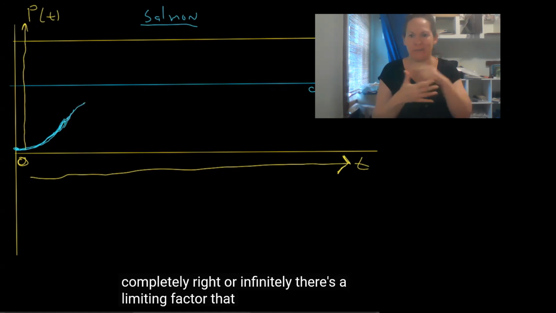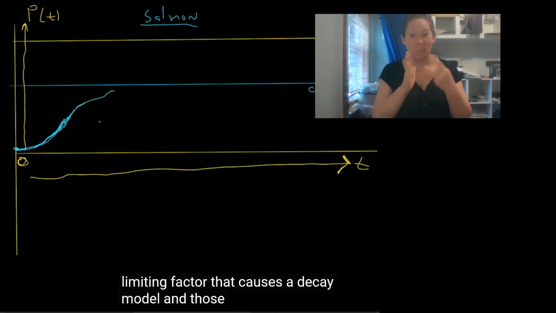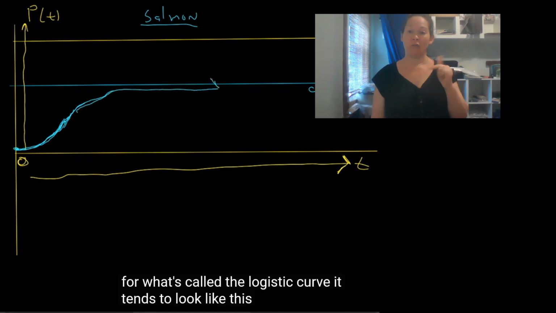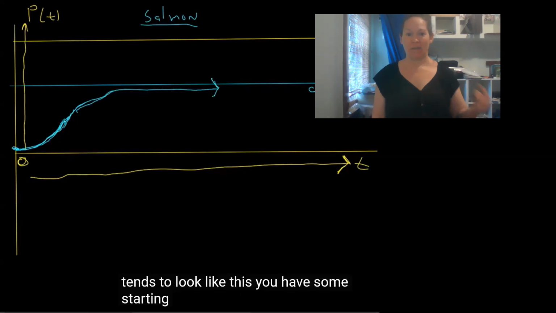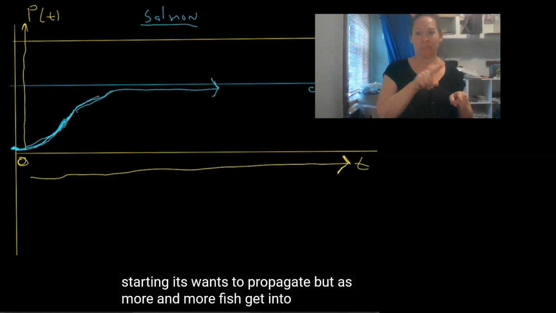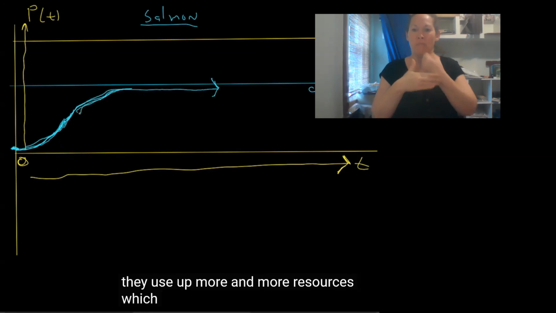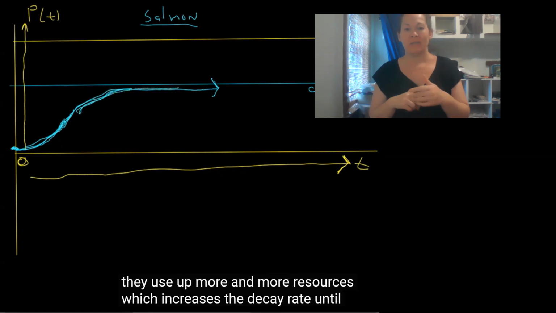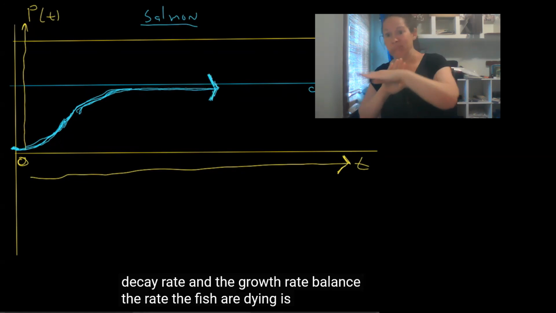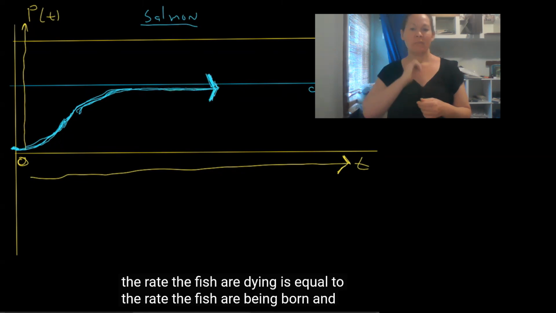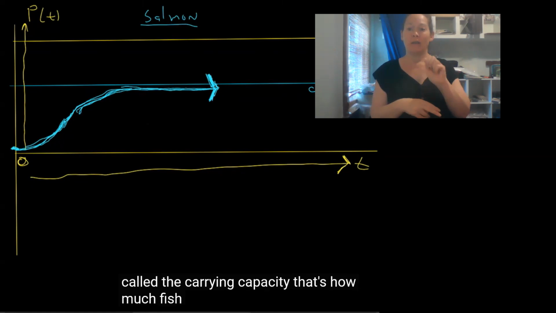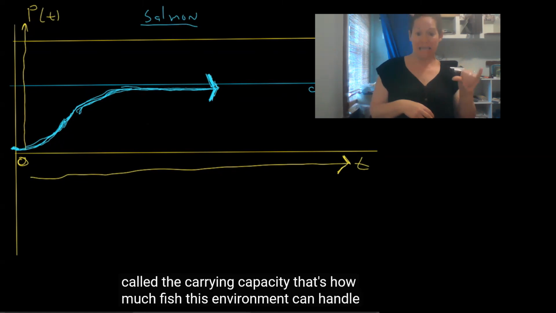There's a limiting factor that causes a decay model. And those two models come together for what's called the logistic curve, and it tends to look like this. You have some starting population, it wants to propagate, but as more and more fish get into the stream, they use up more and more resources, which increases the decay rate until the decay rate and the growth rate balance. The rate the fish are dying is equal to the rate the fish are being born, and so the population doesn't change. That's called the carrying capacity. That's how many fish this environment can handle in equilibrium.